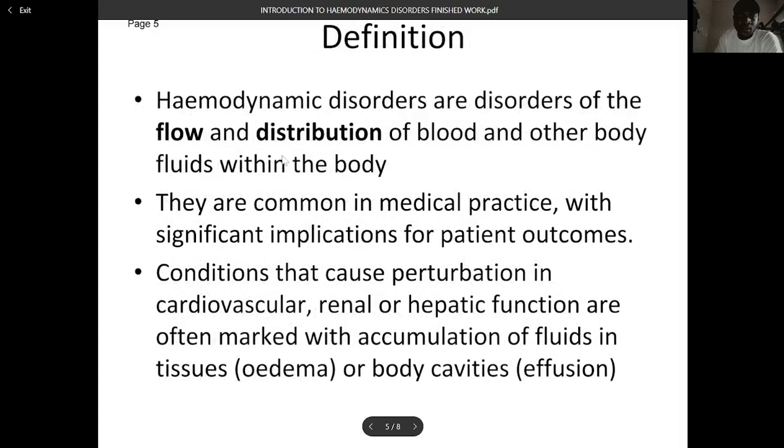We've said this. Now, definitions proper. Hemodynamic disorders are disorders of the flow and distribution of blood and other body fluids within the body. They are common in medical practice with significant implications for patient outcomes. Conditions that cause perturbation in cardiovascular, renal, or hepatic functions are often marked with accumulation of fluids in tissue, edema, or body cavities, that's effusion. So, accumulation of fluids in tissue is known as edema, and accumulation of fluid in body cavity is known as effusion.